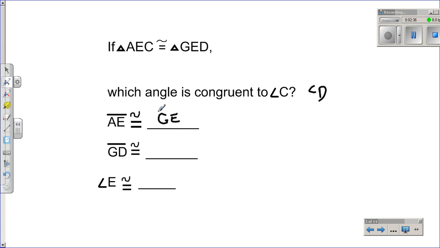GE. Alright, here we have GD. So the third one and then the first one and then the third one. So I'll do the same here. First one and third one. What's the same? AC. And then the last one says angle E, the one in the middle. It's the same as angle E in the other one, the one in the middle. See how this works?